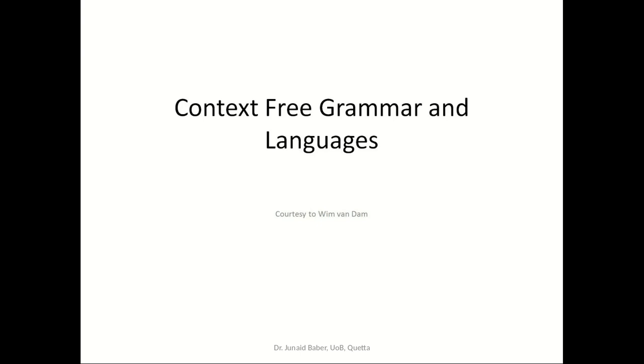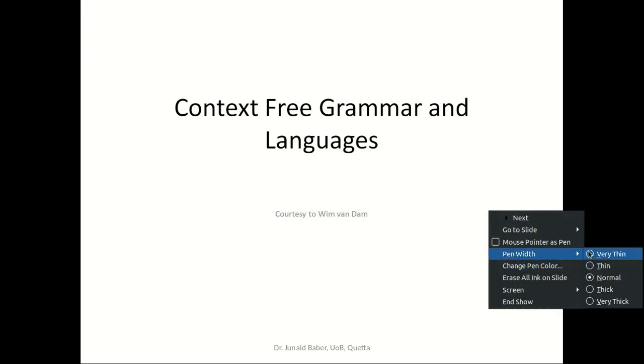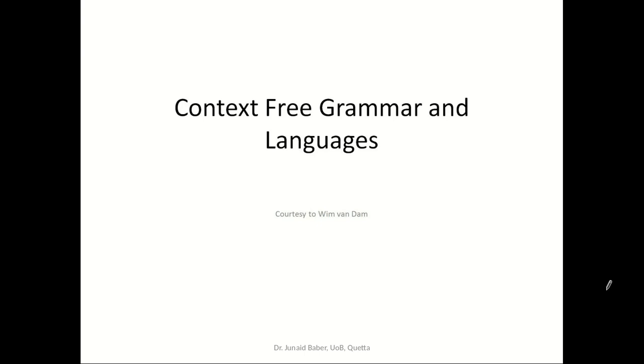For example, consider a language where the language is a^n b^n. It clearly says that if we have two A's, then there should be two B's. If we have three A's, we should have three B's. If we have four A's, then we should have four B's, and n can be a very, very long number.